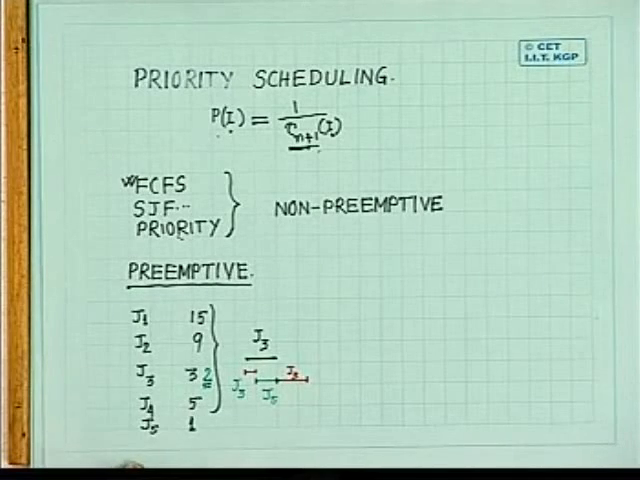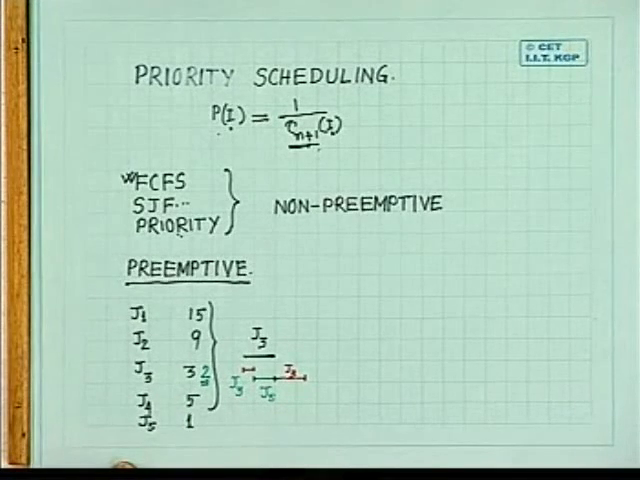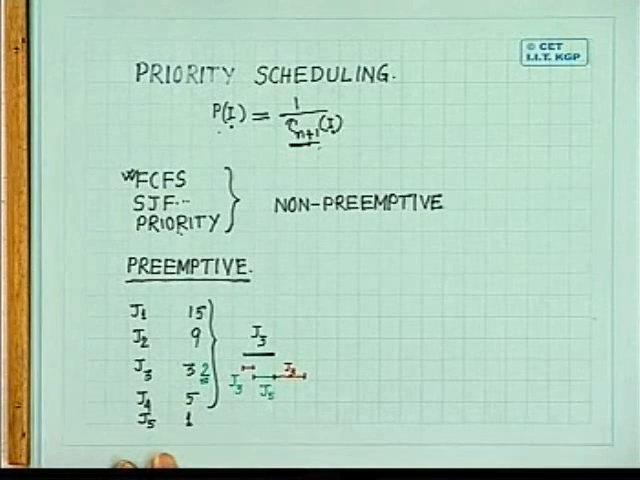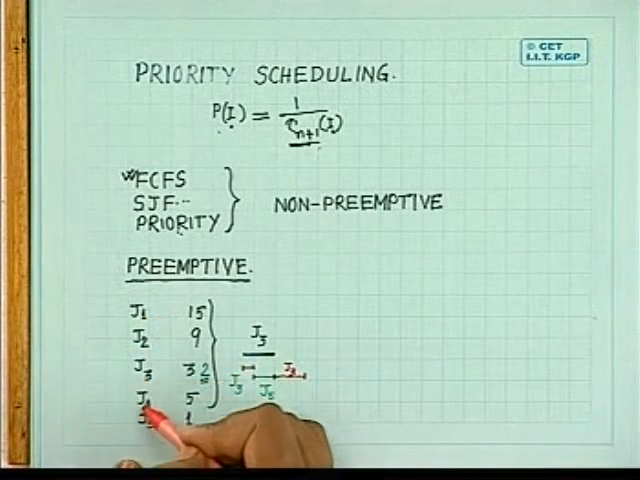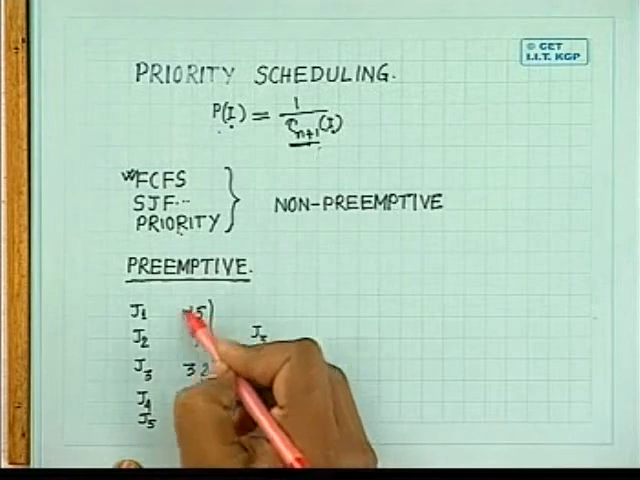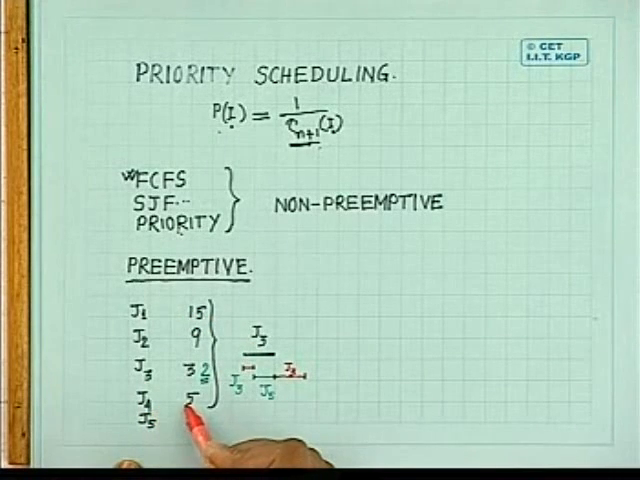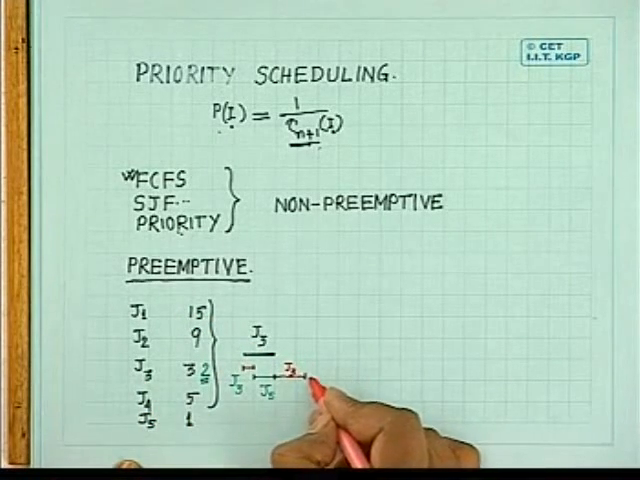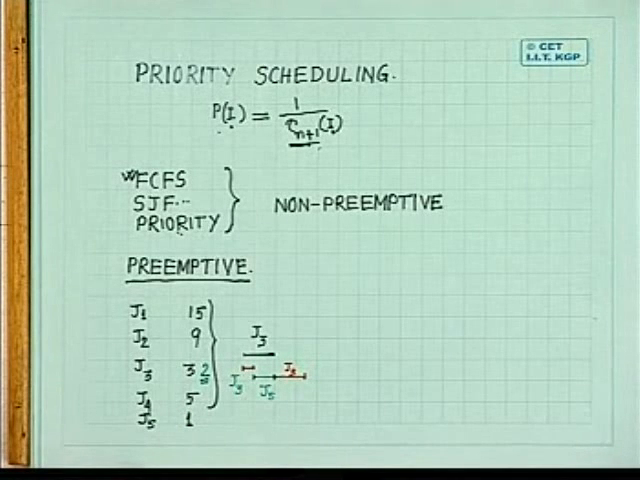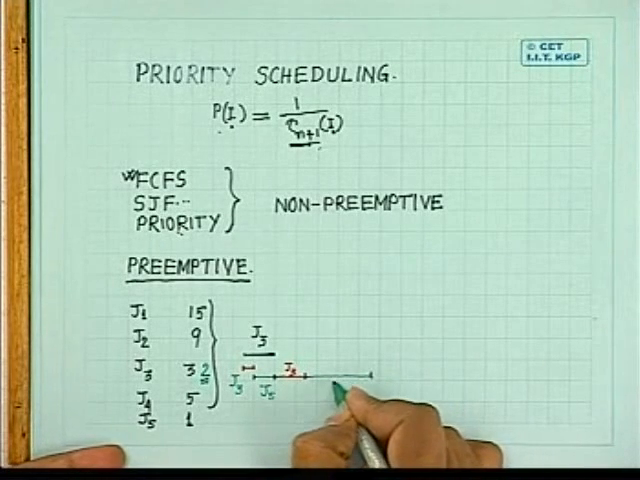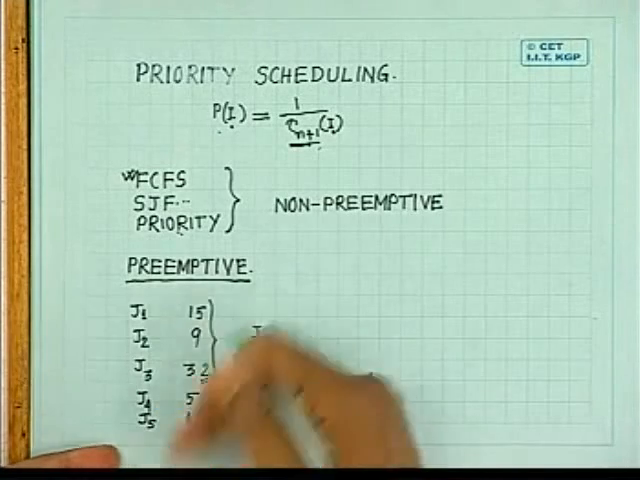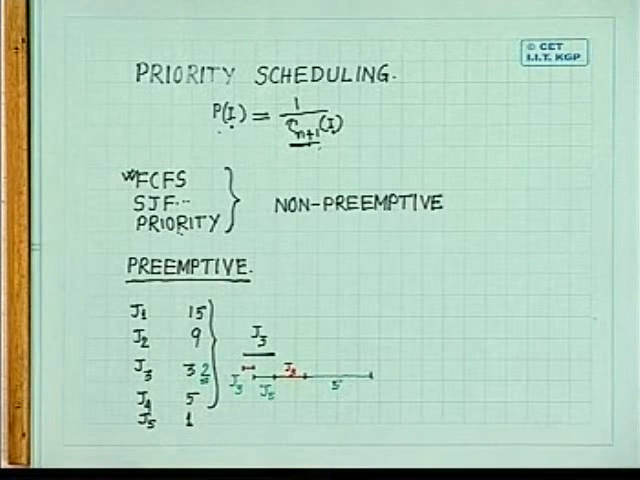Now in between, if no other job arrives in the ready queue, then after completion of job J3 I have to check the ready queue. And now within the ready queue, I have job J4, which requires 5 time units. So at the end of J3, job J4 will be given to the CPU for execution, and it will be executed for 5 time units, assuming that no other jobs arrive in the ready queue.